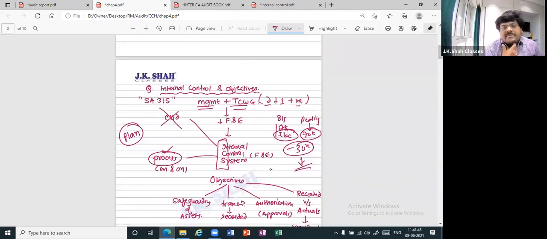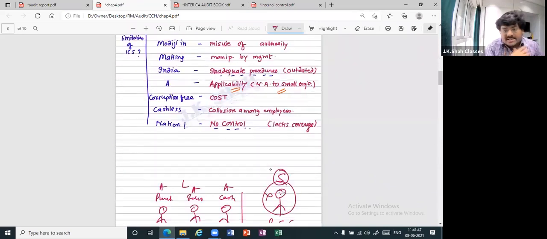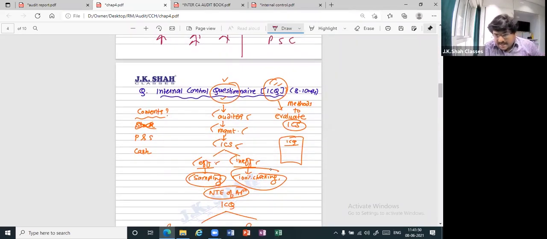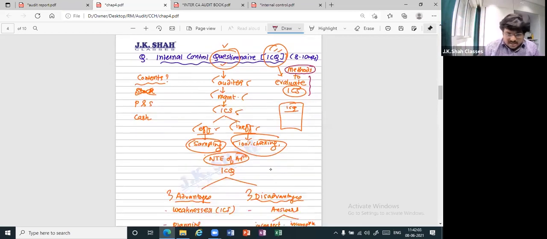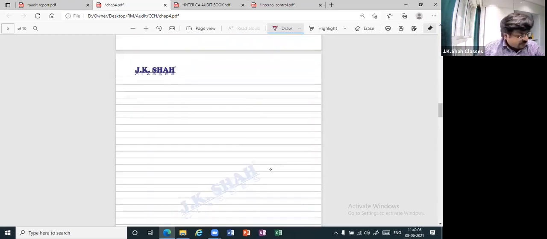Now, if you just remember when I was doing internal control questionnaire, just have a look. I told you that it is one of the methods to evaluate ICS. Evaluate means to know about ICS, whether ICS is working properly or not. So this is not the only method. There are other methods also. So now we have to see those other methods. Listen carefully.